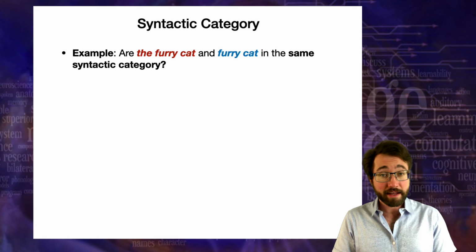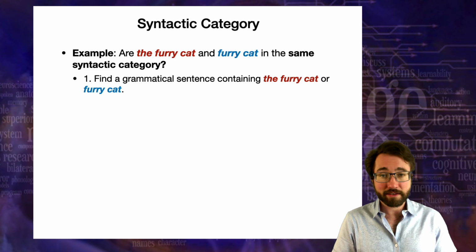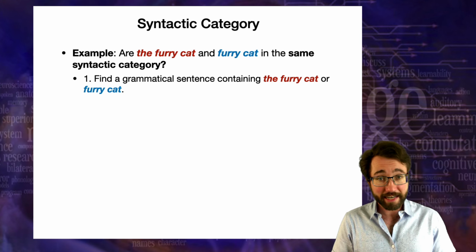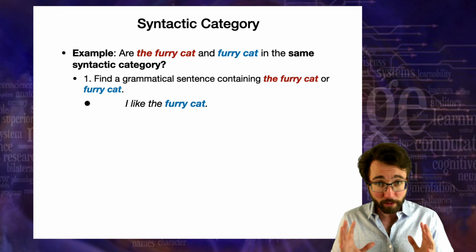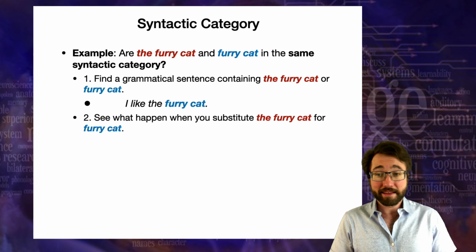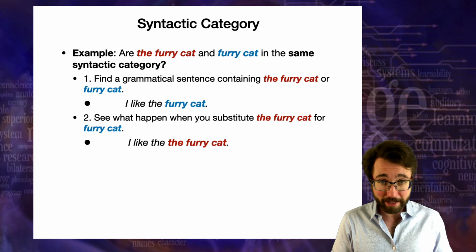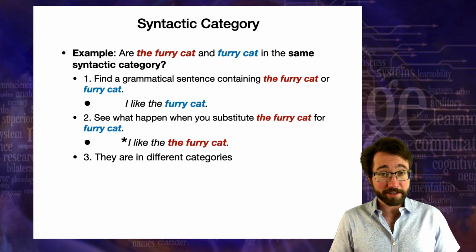How about this? The furry cat and furry cat. Are they in the same grammatical category? Let's take a look. So first, we find a grammatical sentence containing the furry cat or containing furry cat. Like, I like the furry cat. We'll use that as our example for furry cat. And then we drop in the furry cat instead. We get I like the furry cat, ungrammatical, right? So they're in different categories.